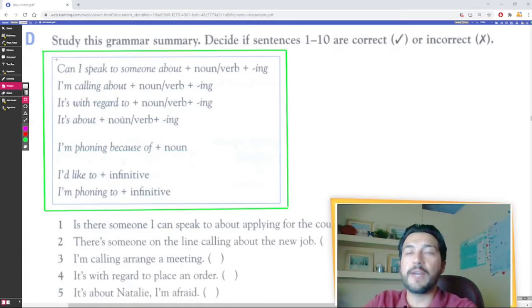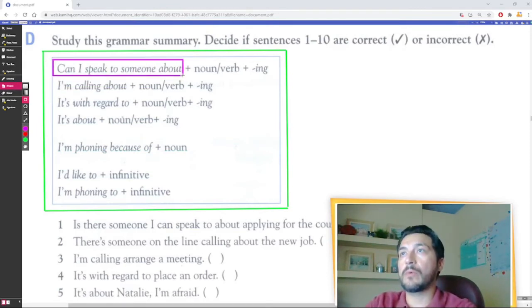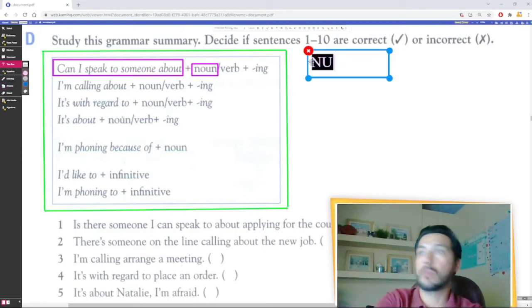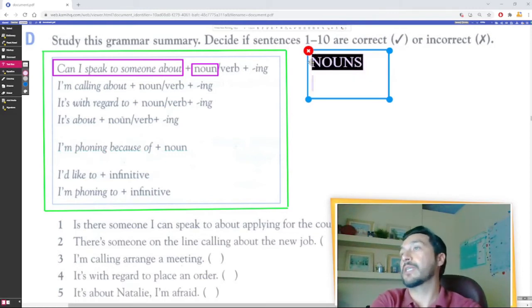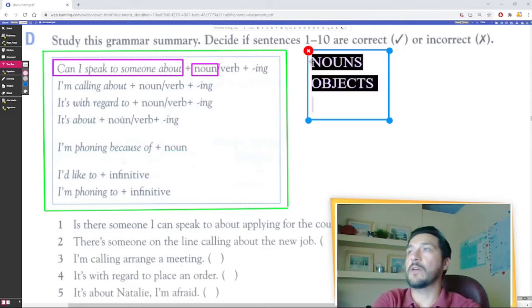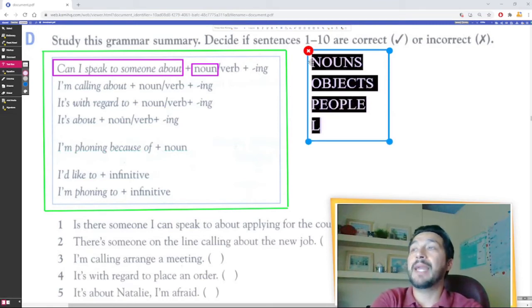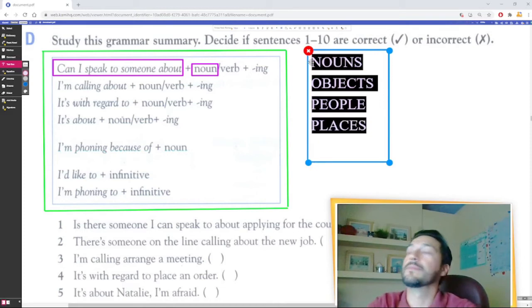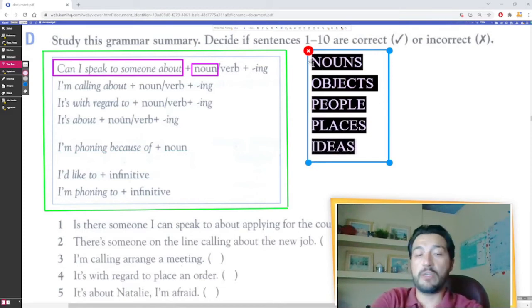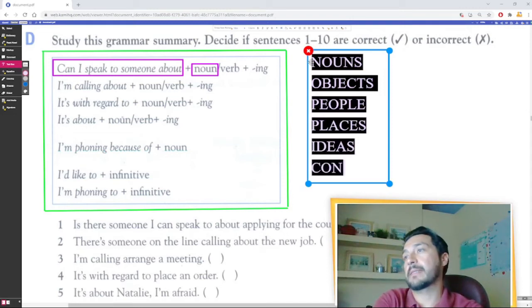When you use the phrase, can I speak to someone about? You have two choices. It can be about a noun. We know nouns cover a lot of things, cover everything. For example, objects, like a cell phone or a computer. People, like a doctor or a secretary. Places, like a beach or an office. Ideas, like an opportunity, and concepts, like happiness.